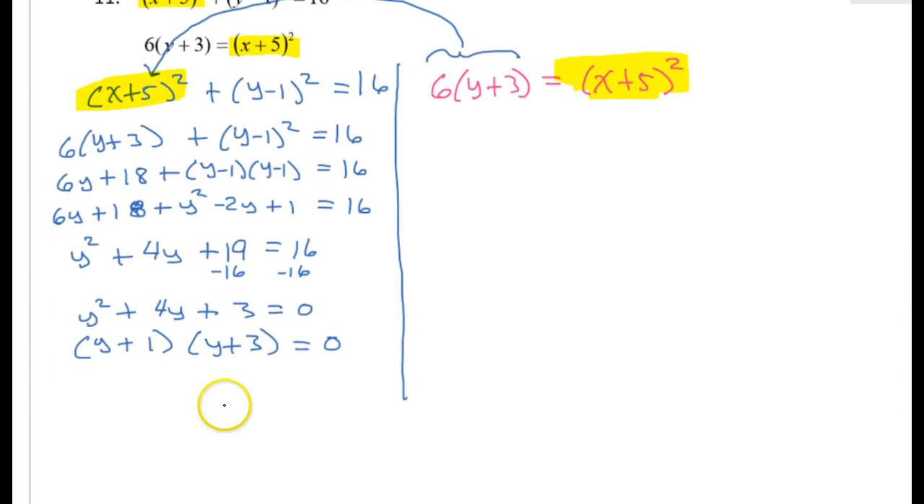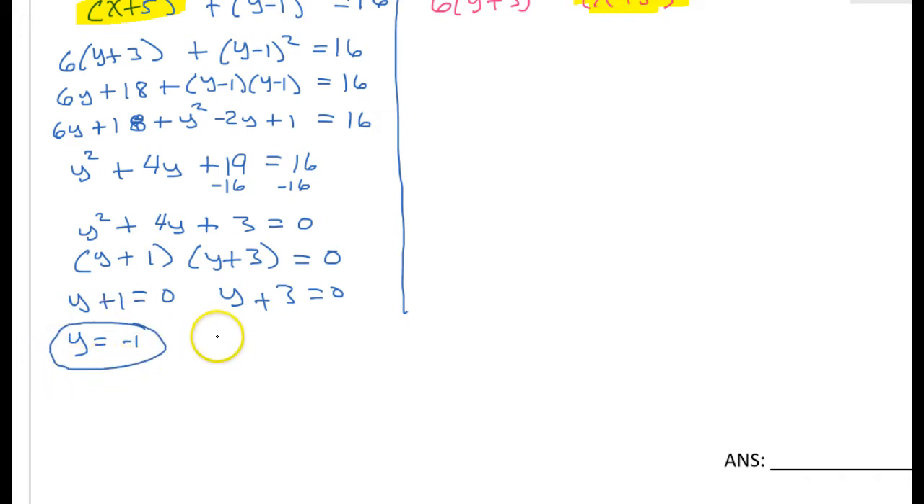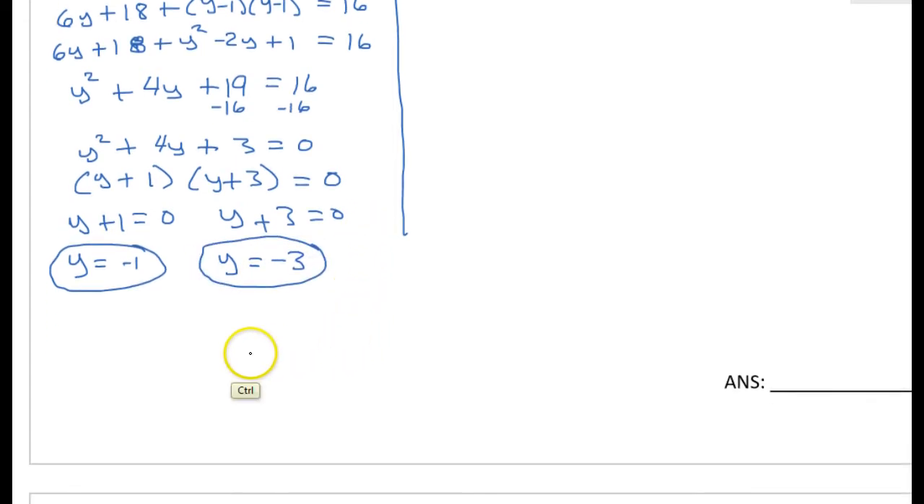Okay, that's how this factors down. In order to solve it, I need to set these equal to 0. So y plus 1 equals 0, and y plus 3 equals 0. This will give me y equals negative 1, and this will give me y equals negative 3. Okay, so these are y values. So what I have so far is something, comma, negative 1, and something, comma, negative 3.